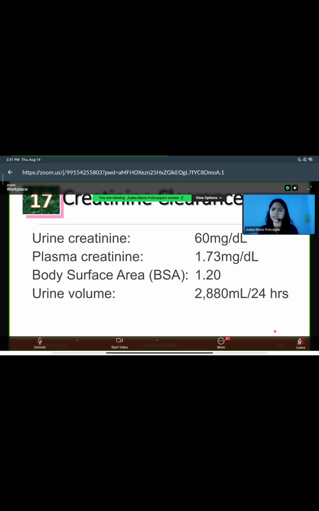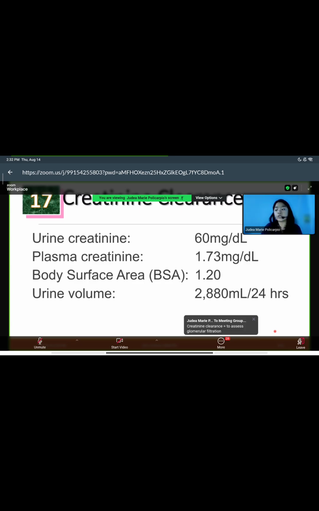Kaso ingat kayo, anong specific function ng kidney ang ina-assess ng creatinine clearance? Anong specific function daw ng kidneys ang ina-assess ng creatinine clearance natin? Recall question. Creatinine clearance is used to assess glomerular filtration.